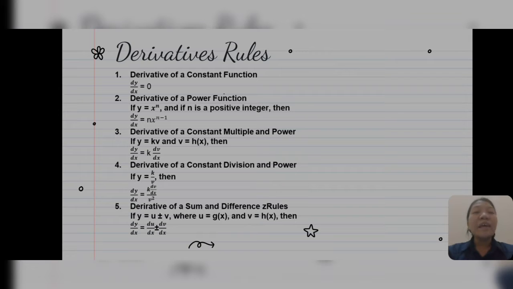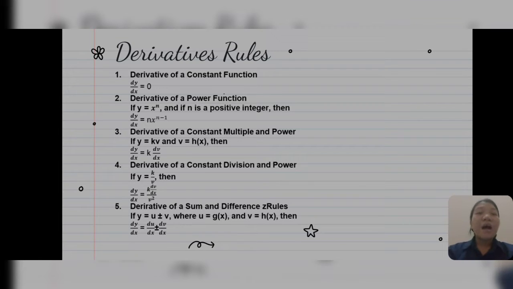The second one is the derivative of a power function. If y equals x to the power of n, and n is a positive integer, then the formula is delta y per delta x equals n times x to the power of n minus 1. The third one is the derivative of a constant multiple.